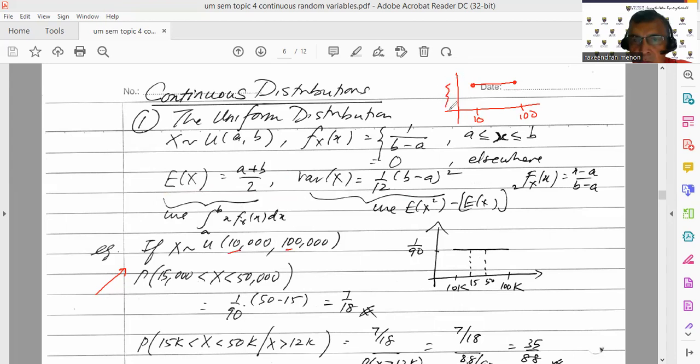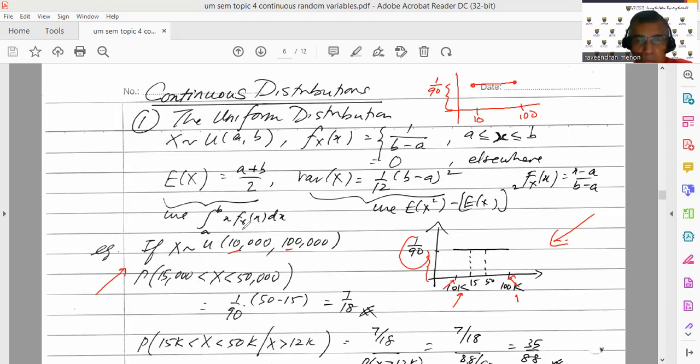So my height here should be 1 over B minus A, which should be 1 over 90. That's what I've drawn here for you. I've written here K. I hope you know K means 1,000, that's for kilo. So you know this value, that's the height, and these are the values on the horizontal axis.